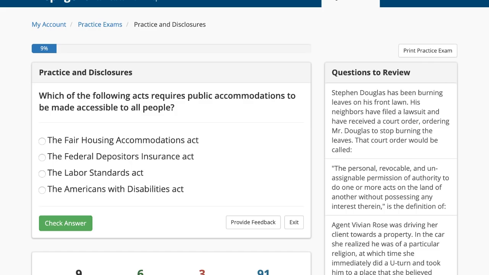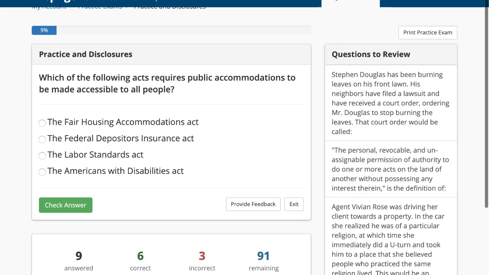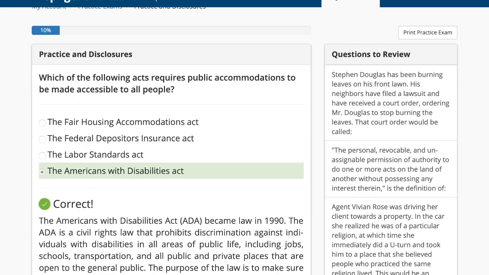Which of the following acts requires public accommodations to be made accessible to all people? A, the Federal Housing Accommodations Act. B, the Federal Deposit Insurance Act. C, the Labor Standards Act. D, the Americans with Disabilities Act. D, the Americans with Disabilities Act.